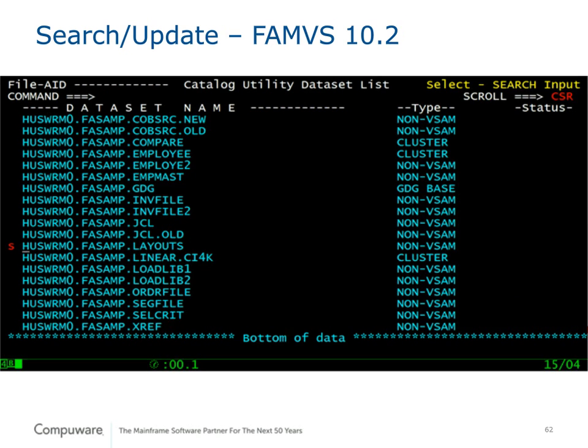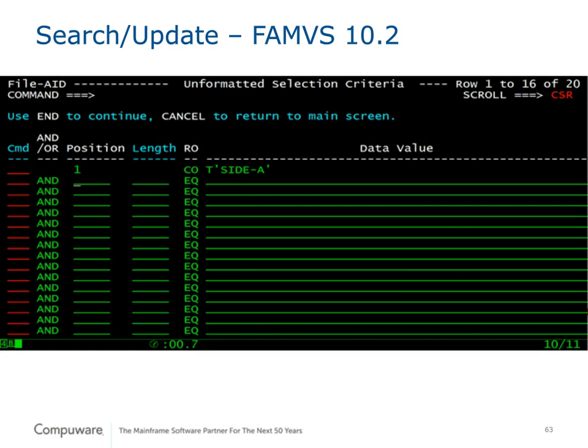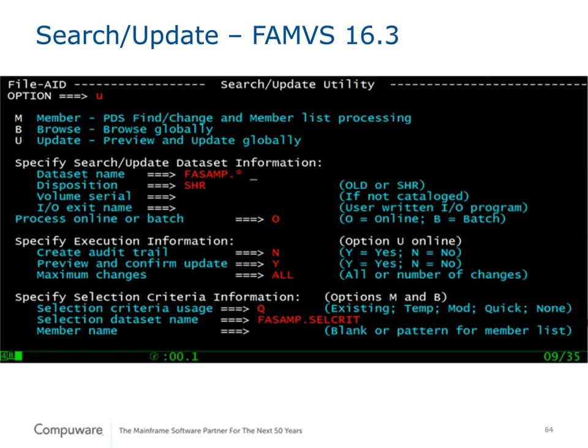But what if I've got more than one source library? If you look at my first two data sets, FASAMP COB source and COB source old, I can only do one at a time. So when I select layouts and hit enter, it then allows me to put in my criteria to search. And that's great, but I've got to now go back and do it another 2 times if I want to search the other 2 source libraries. And if I've got lots more than that, then I've got to repeat this several times. That was release 10.1 I was showing there.